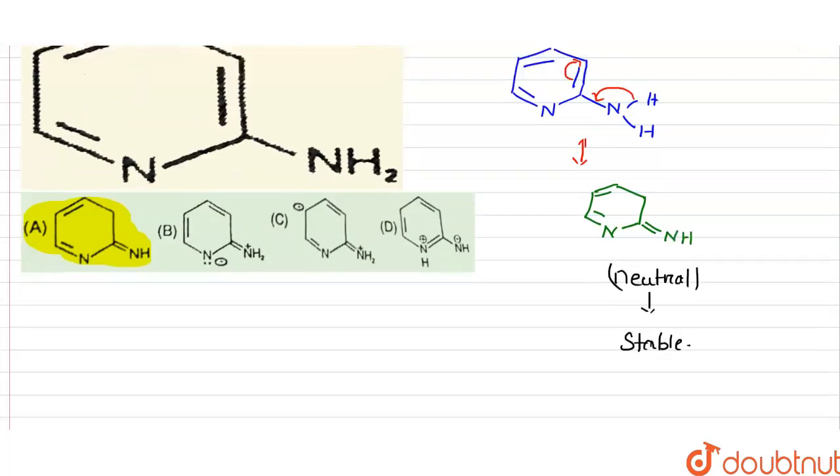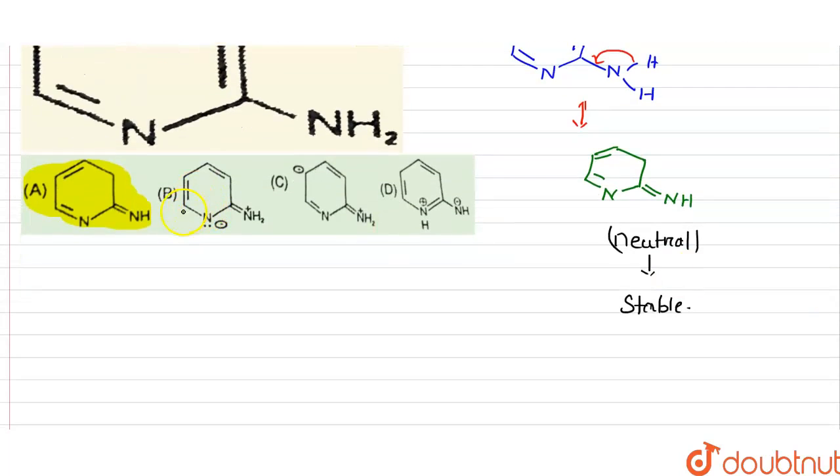And if we draw the second structure, that is here. If you look at this second structure, this could be the tautomer of the 2-aminopyridine, but this is not the neutral structure. If you draw the structure of pyridine, here it is the nitrogen, and here it is another N, here it is H, and here it is H, and here it is H. As per the second structure, to tautomerize this structure, we have to shift this lone pair over here, and this bond will come to this side.